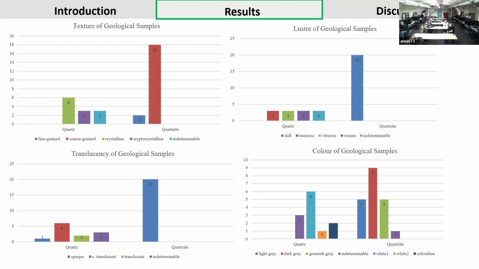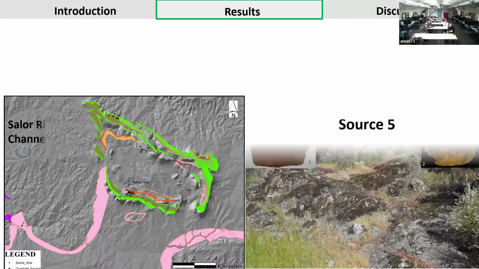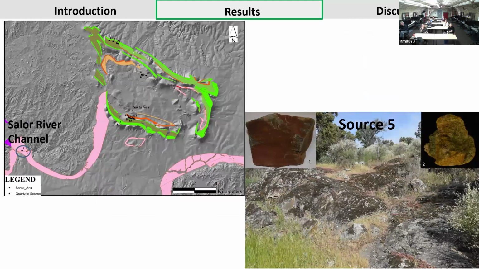In terms of translucency, we're talking about opaque, which most of the samples actually have. And then color of the samples, we have light gray, dark gray, greenish gray, and the ones that cannot be determined. One particular source that caught our attention was the source from the Salo River channel, which is source 5. You can see that it's the farthest from Santa Ana Cave. And you can see this picture too. This is the outcrop here.